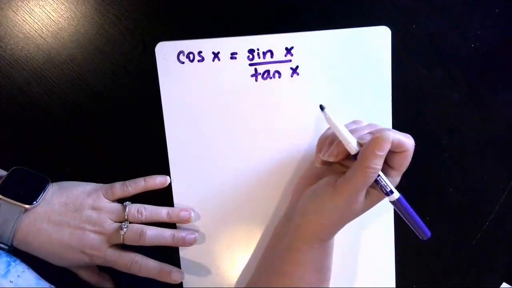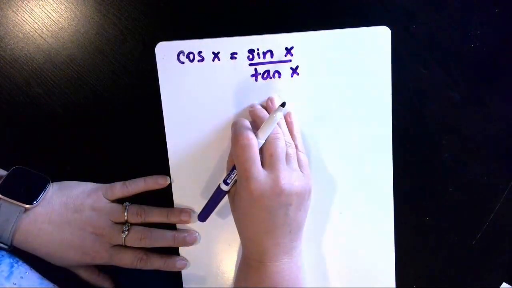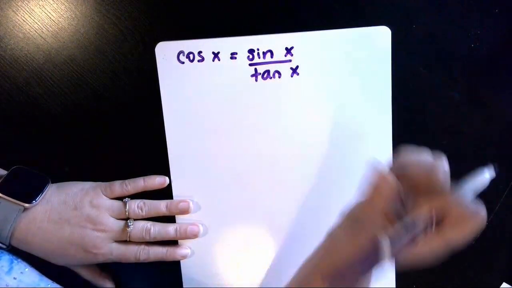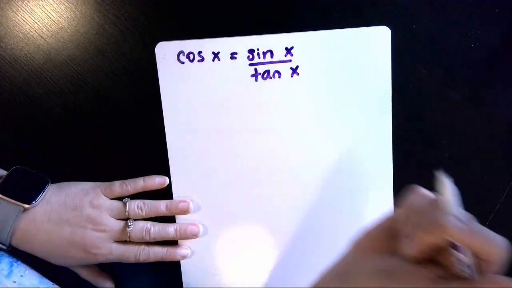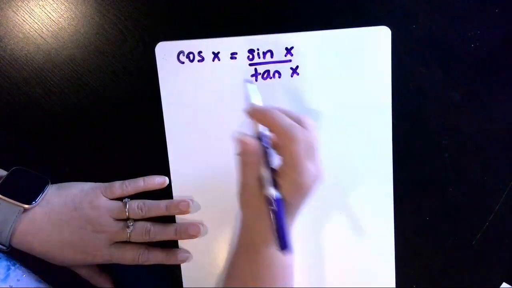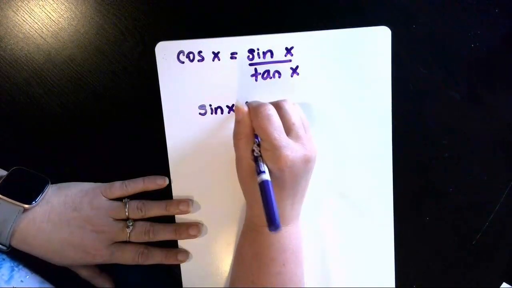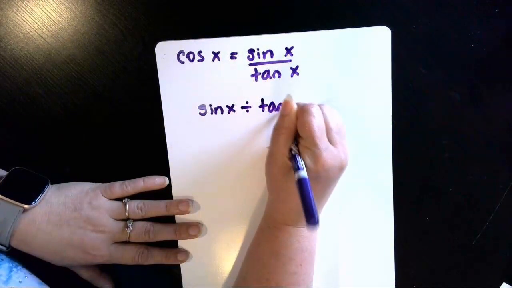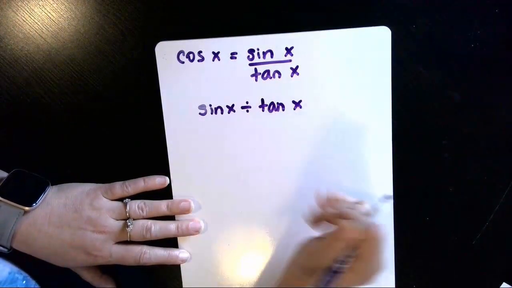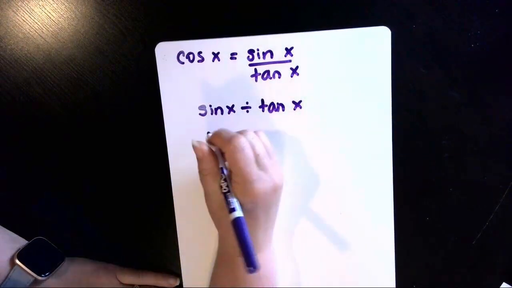And when you're verifying an identity, that just means you want to show that one side is equal to the other. And you usually start with the more complicated side. So we'll start on this side with the quotient and show that it equals the more simple side. So I could write sine of x divided by tangent of x this way, and that just makes it a little bit easier to work with my tangent of x because I know that tangent is defined as the sine over the cosine.